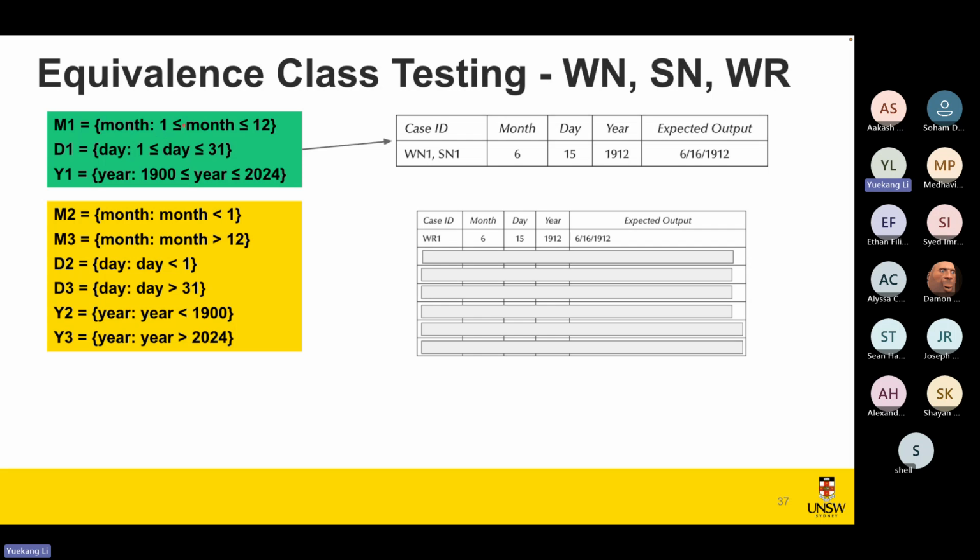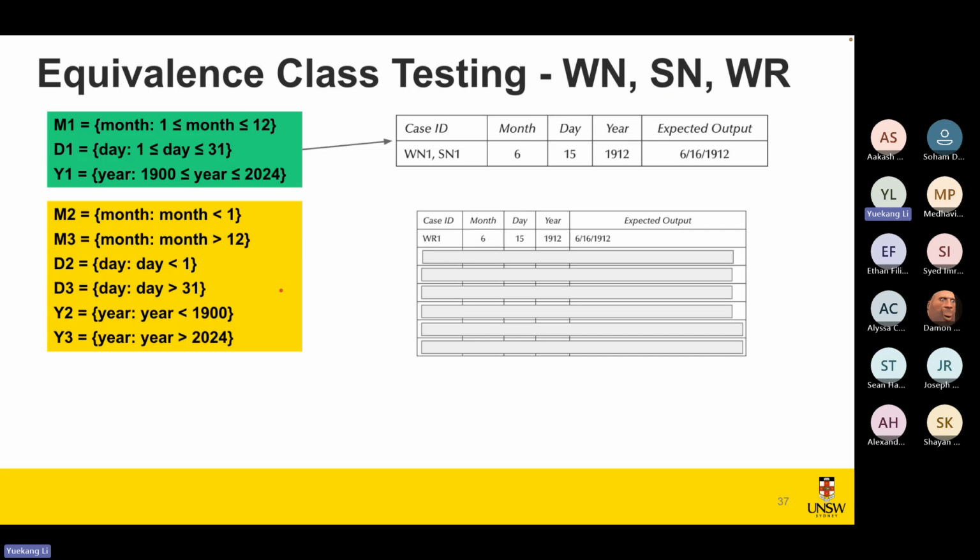If we have something in between, like for example, if there are months smaller than 6 or months larger than 6, then we may have more test cases for strong normal. But in this case, because it's very special, each variable has only one valid equivalence class. So the strong and weak normal equivalence class testing will give us the same test suite.